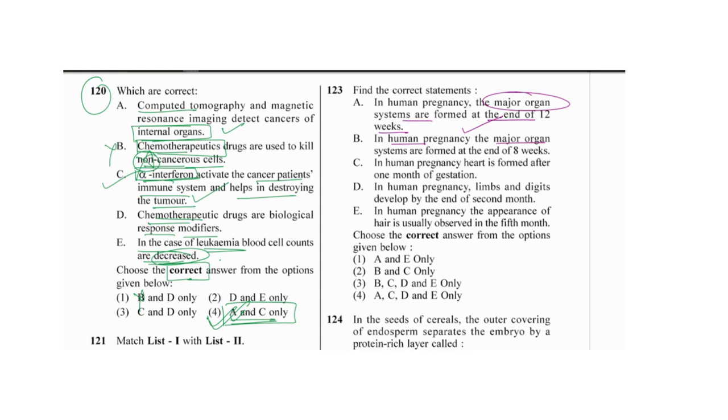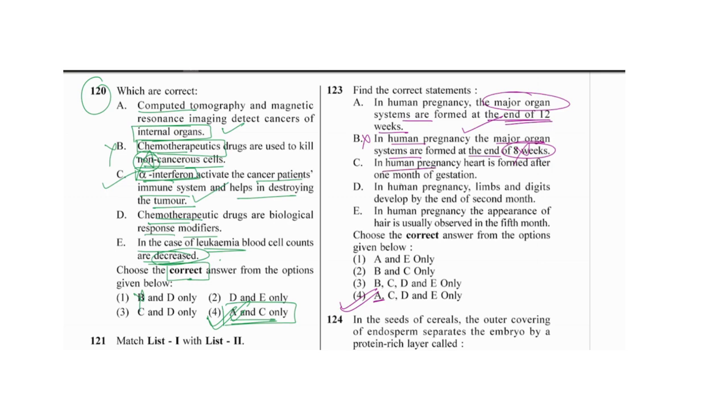Okay, so let's see about this one. A is correct only. Human pregnancy major organ systems are formed by the end of the 8th week. No, here they are saying the 12th week and 3rd month. So 8 weeks is incorrect. B should not be there and A should be there. Okay, the answer is here, but let's see the others.